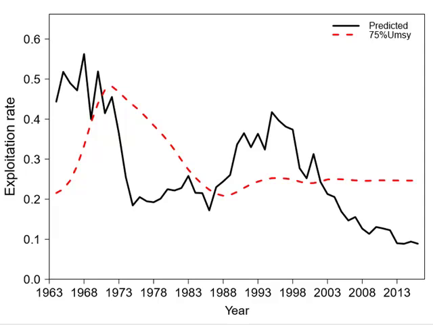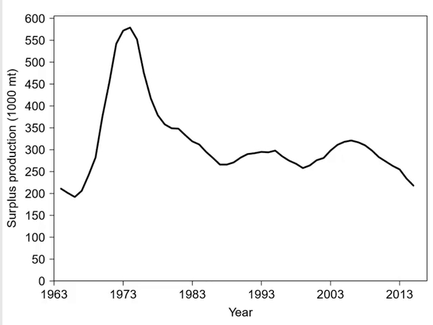Again, if you had turned off your plot ref options, you wouldn't see these red lines. It would just be the model estimates for biomass and exploitation rate. And then the final graph produced is your plot of surplus production.